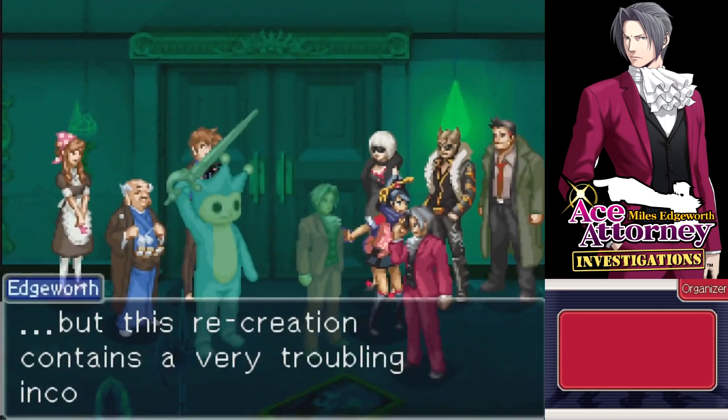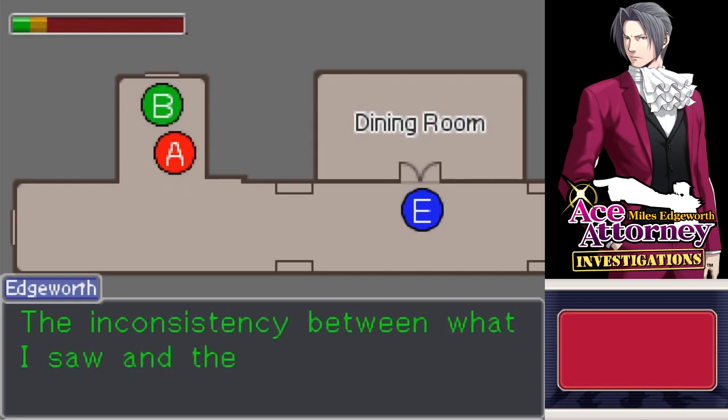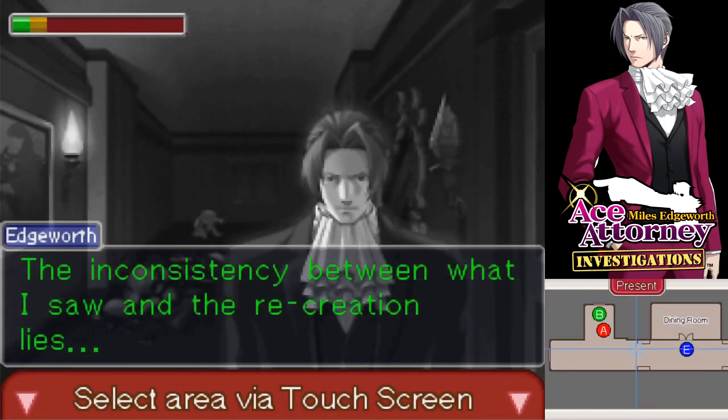But this recreation contains a very troubling inconsistency. You can see what I saw. The inconsistency between what I saw in the recreation lies... I think the inconsistency is the fact that there was a supposed blue badger down here.